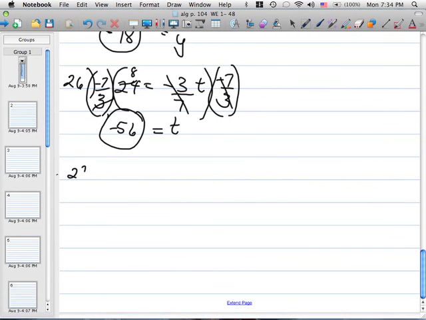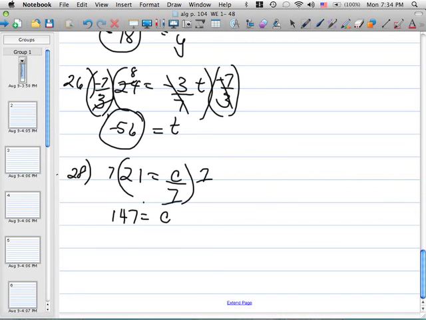Last one in this section, 28. 21 equals c over 7. We're dividing by 7. The opposite of dividing by 7 is multiplying by 7. So we get 147 equals, 7's cancel, c.